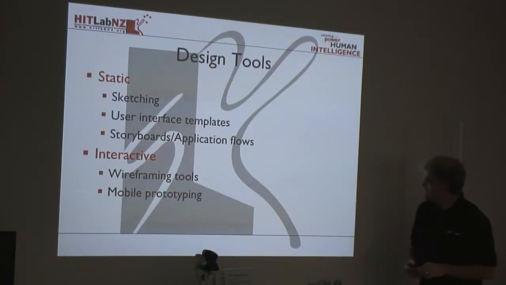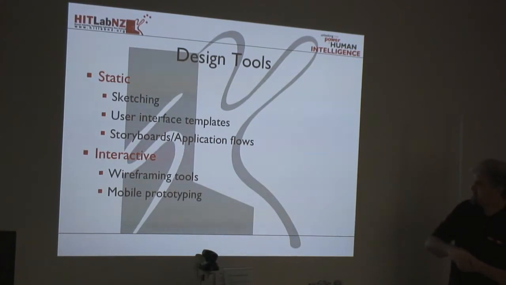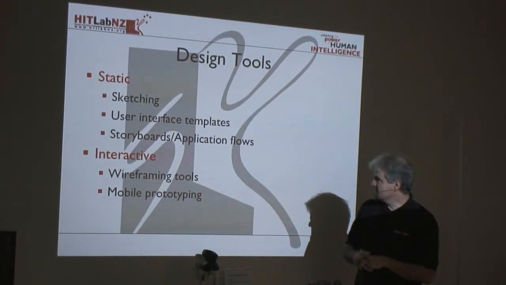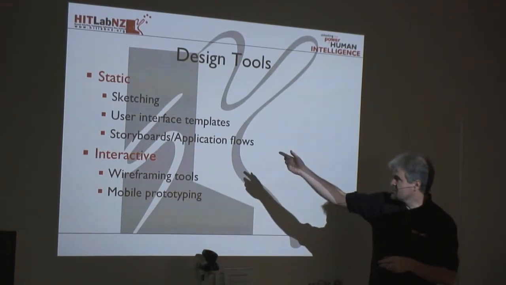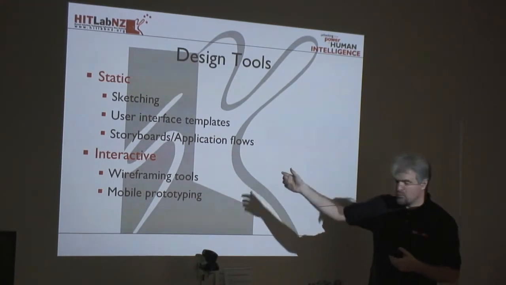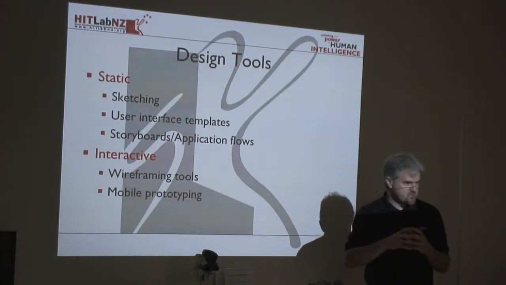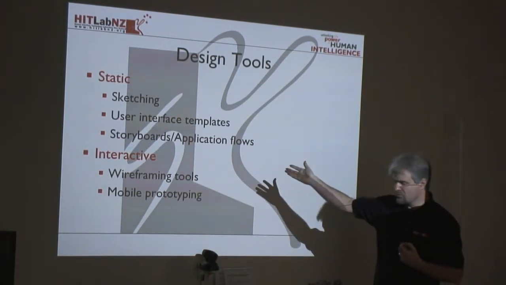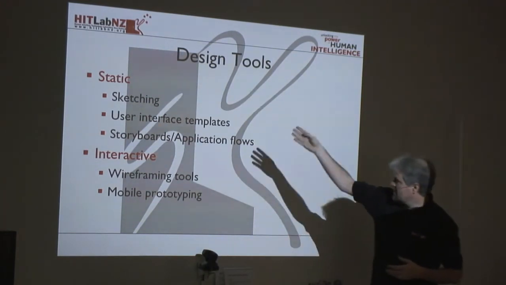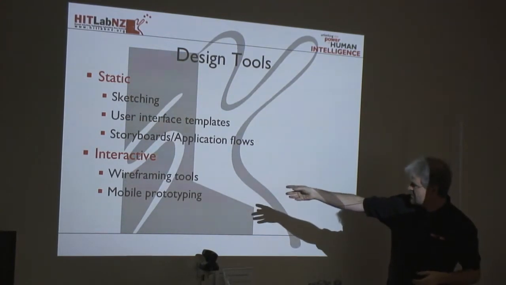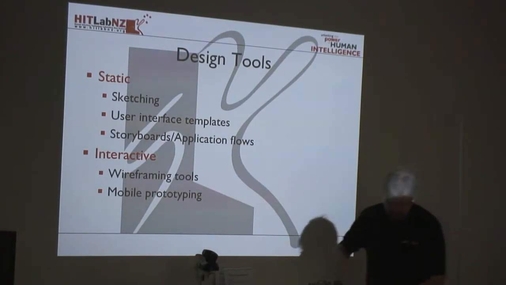So there's basically two classes of tools. The first class is static tools, so just sketching, and that's very easy to do just with pen and paper. You don't need anything for that. Then there's a number of user interface templates that you can get that will produce very nice screenshots, essentially, of what Glass applications will look like. And then you can combine those templates into application storyboards, application flows. So these are all non-interactive, but they allow you to see what it looks like on Glass. And then there's interactive tools, like wireframing tools and mobile prototyping tools, and we'll cover both of those.